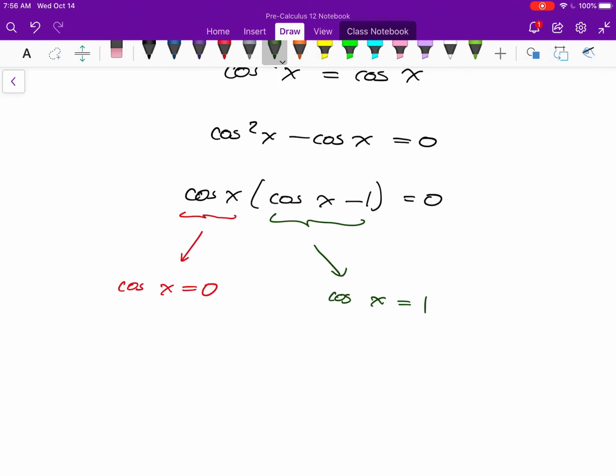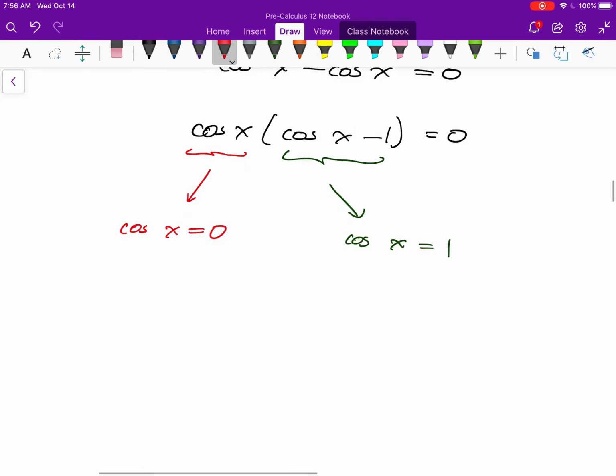First, cos x equals 0. We saw the exact same thing in the last question. We saw cos x equals 0 at pi over 2, 3 pi over 2. The next would be 5 pi over 2, and so on. Again, I want all the solutions. I want the general solution. So where does cos x equal 1?